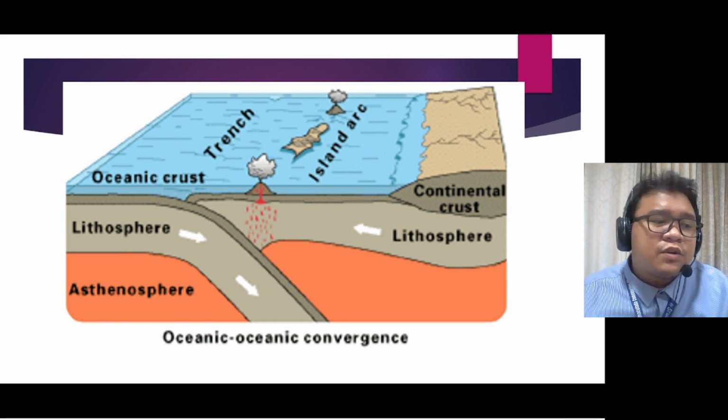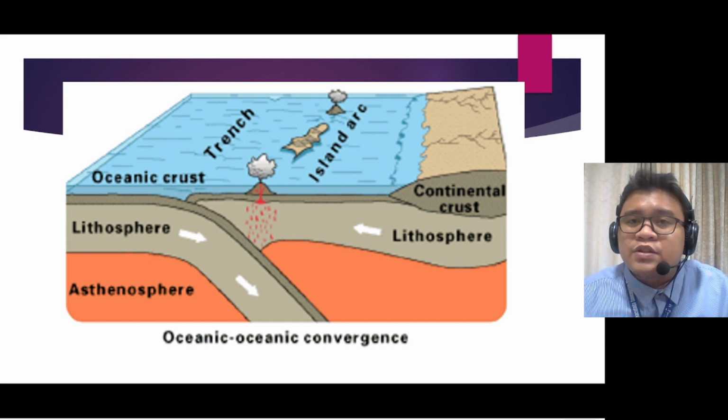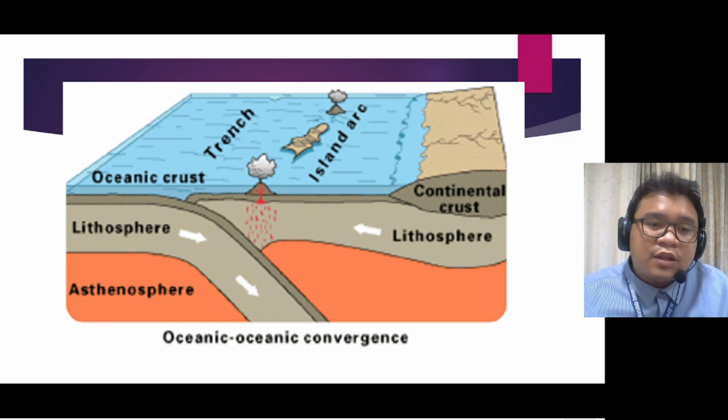Let's also focus on another type of convergence, which is oceanic convergence. As oceanic convergence occurs, when the two oceanic crusts collide, the denser oceanic crust usually subducts. And as you can see, it forms a deep sea trench. At the same time, because of the formation of the deep sea trench, we can also observe what we call the underwater sea volcano.